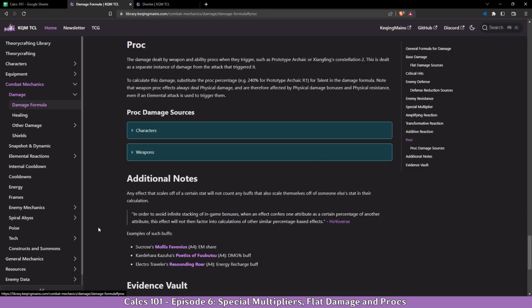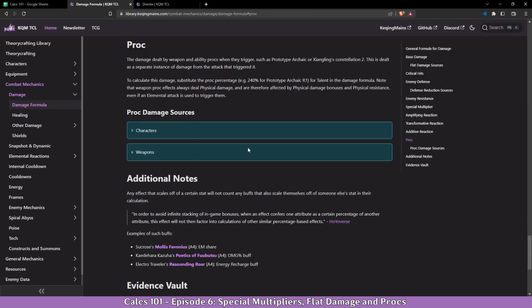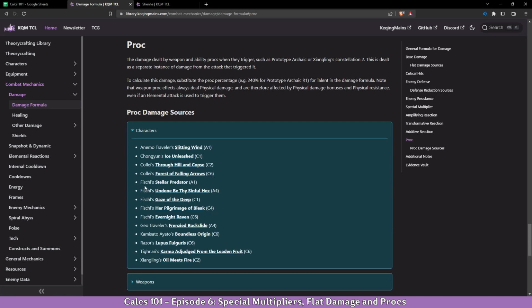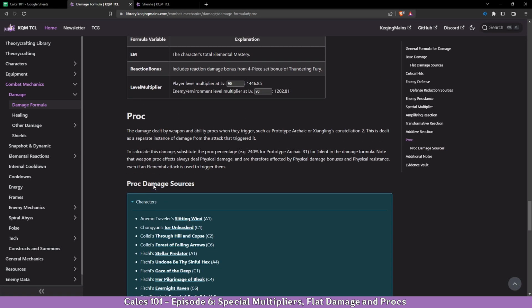Lastly, we have procs. Procs refer to character or weapon procs that are calculated separately and can only do physical hits. This will also scale with the character that has multipliers and stuff, but it only gets physical damage bonuses and physical resistance. It won't care about other buffs. Such procs are these from the characters or these from weapons. You can see all the sources here.